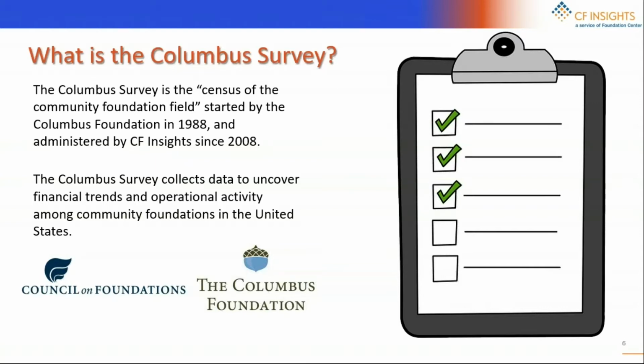The survey allows us to report on the state of the field through a comprehensive snapshot of financial data and some operational data, as I mentioned, which is informed by the participation of about 275 or so community foundations annually. The primary focus of the survey are assets, gifts, and grants. Gifts received by the community foundation and grants that are made by the community foundation. But we also collect some operational data like expenses, revenue, staffing, and more.